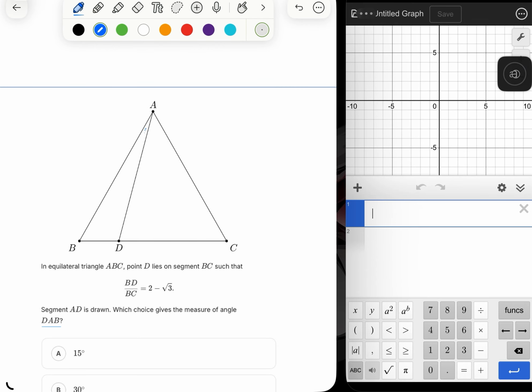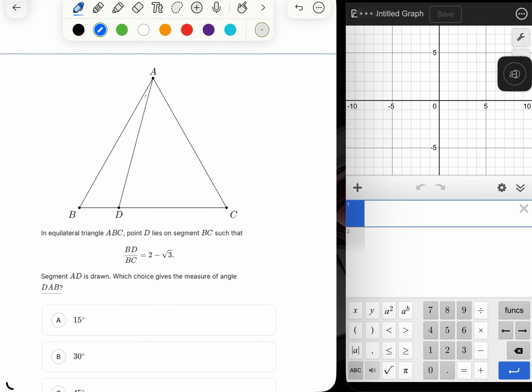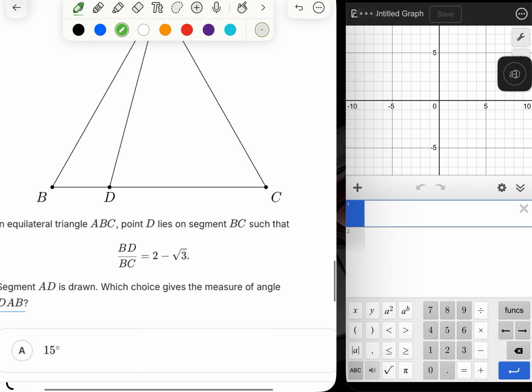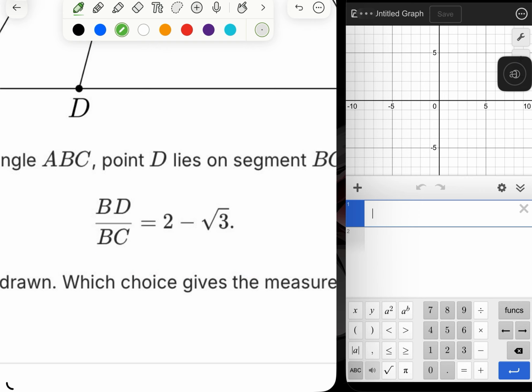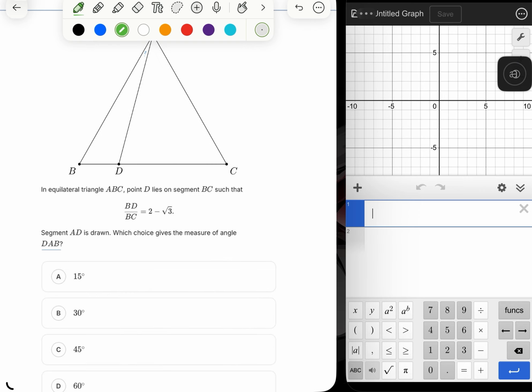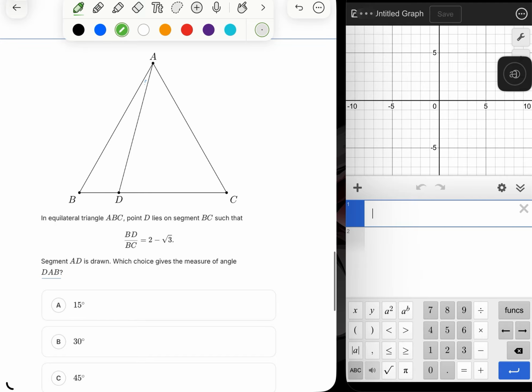Okay, so right away, if you think about it, there's really two things we're given in this problem. We're given that this is an equilateral triangle, and we're also given that there's a ratio: BD over BC equals 2 minus root 3. So anytime you have a ratio and you have a geometry problem, I think your best bet is to express that ratio in terms of variables instead of just plain numbers.